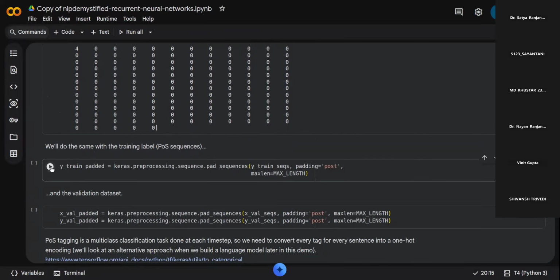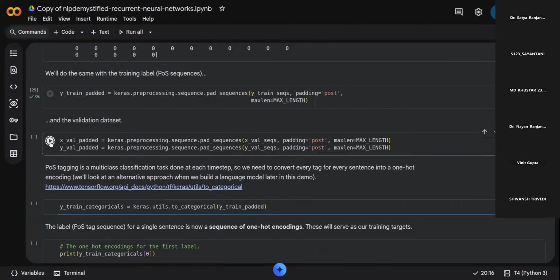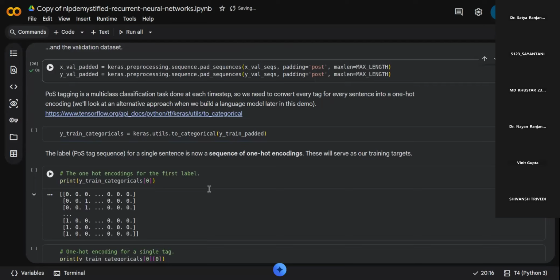Similarly, you also do it for Y train, because Y train also needs to be padded, and that will be done for the validation set also. Training set and validation set padding is done. Now, the output here is a multi-class classification problem, because out of 12 tags, one tag will be the output. And for a multi-class classification problem, we have to convert the output into a one-hot vector. Already we have seen that. So Y train padded must be converted to a one-hot vector.